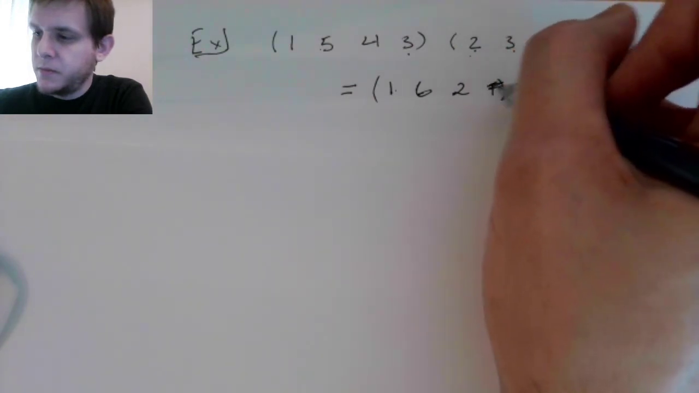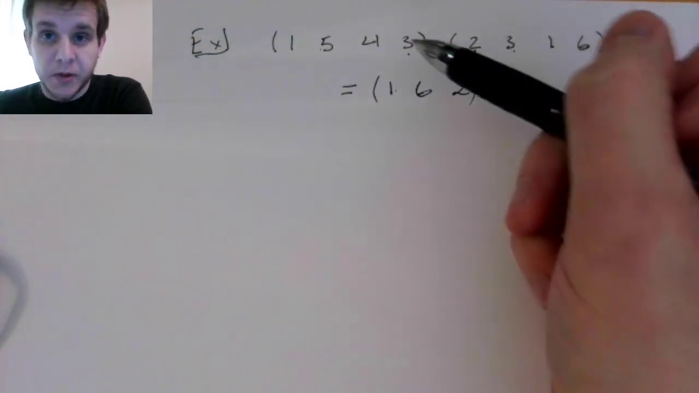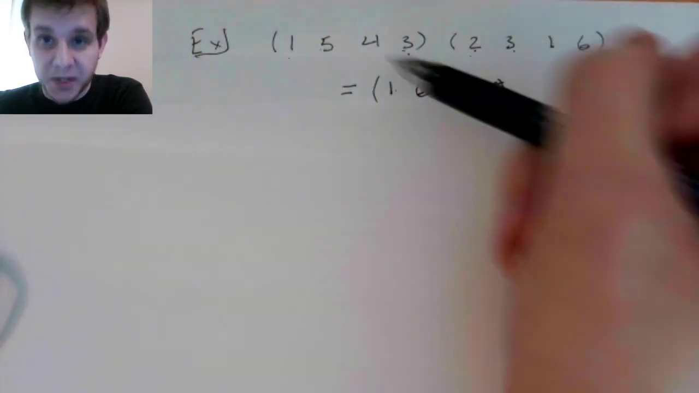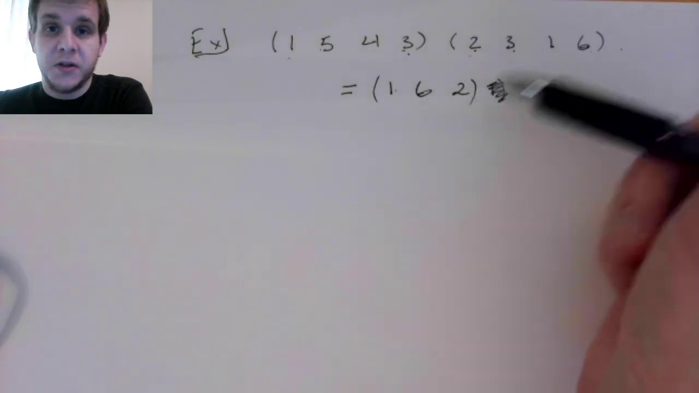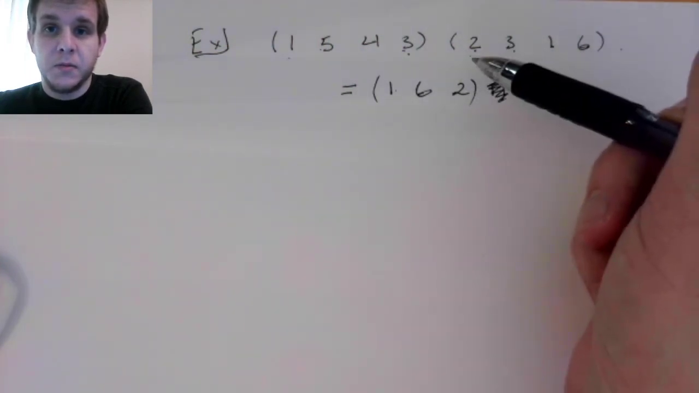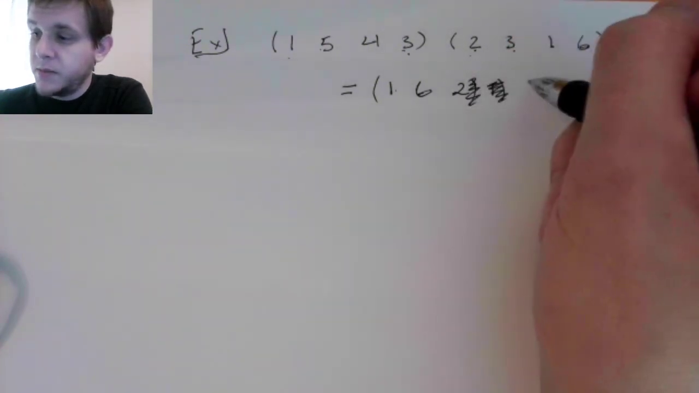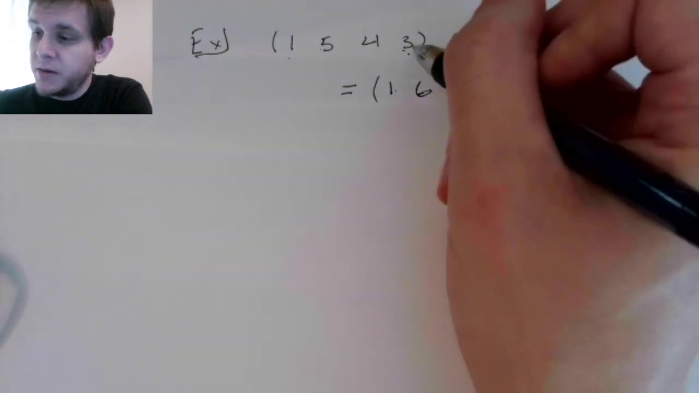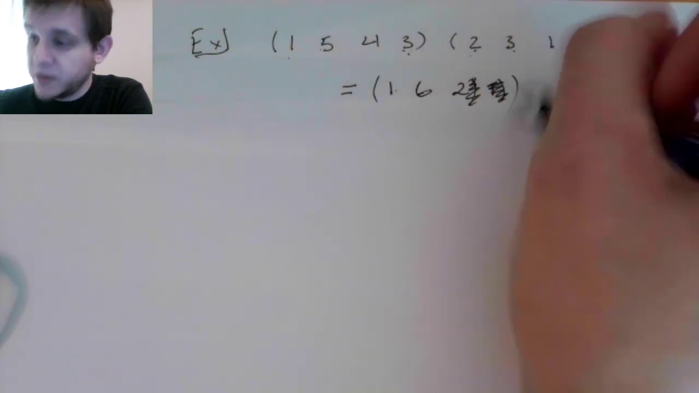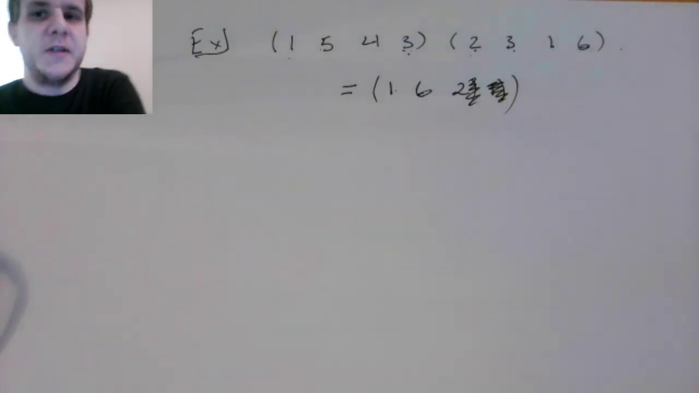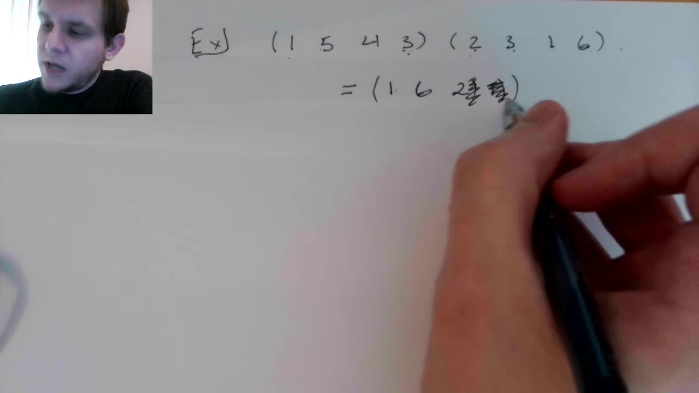So 2 goes to 3 under this one, and then to 1. So in this composition, if I start here and end here, 6 goes to 2, and 2 goes to 1. I'm sorry, I was right the first time. So now I've finished one of my cycles.